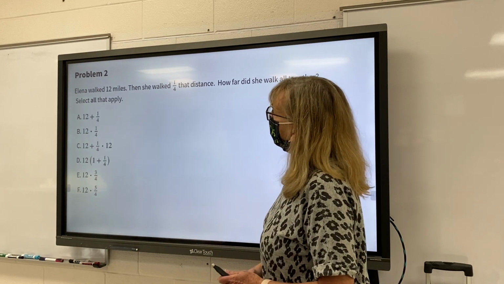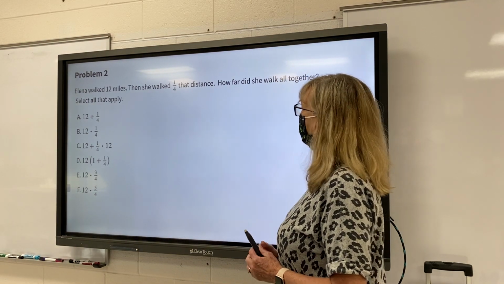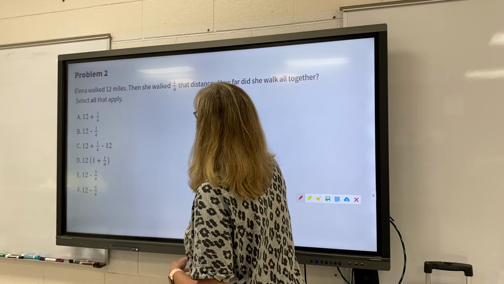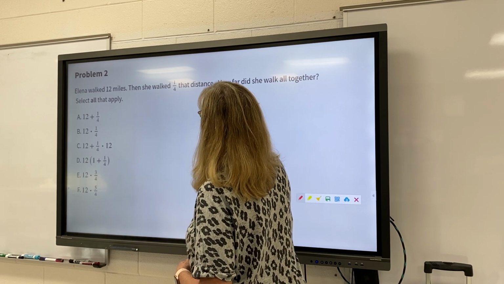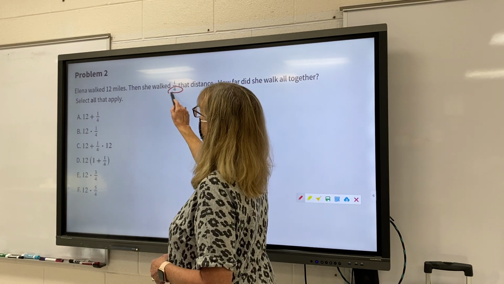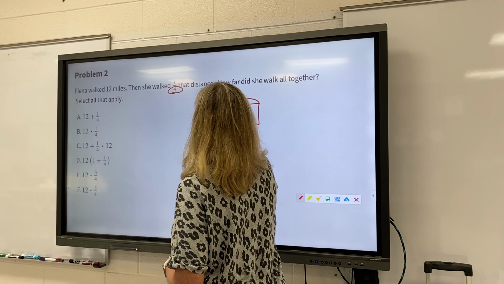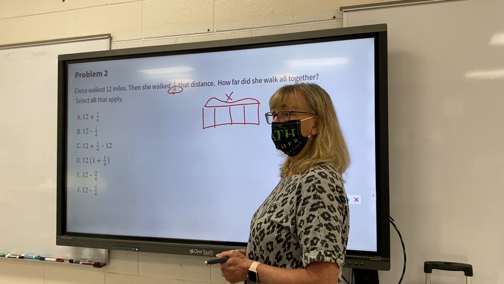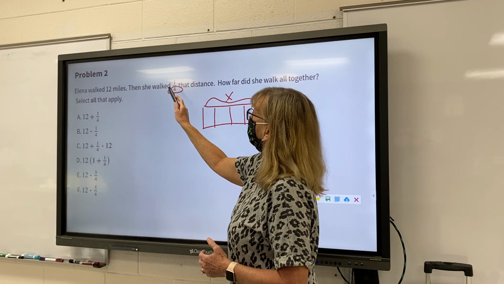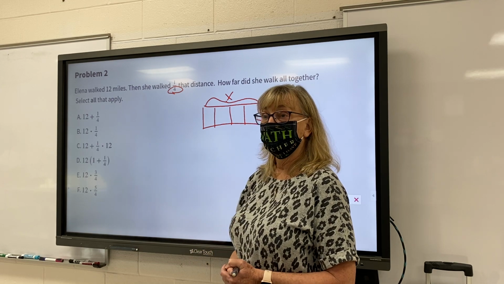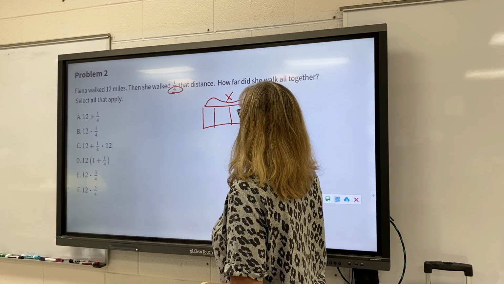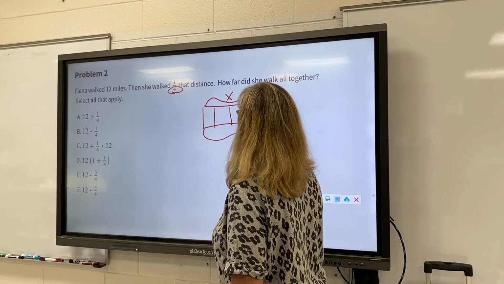Problem 2. Elena walked 12 miles, then she walked 1/4 of that distance. So if we were to make a tape diagram, here is her X. I'm going to split it up into fourths. So that's what she walked initially. Then she walked 1/4 of that distance. Am I adding on to it? Yes. How much am I going to add on to it? 1/4 of it. So this is her new distance.